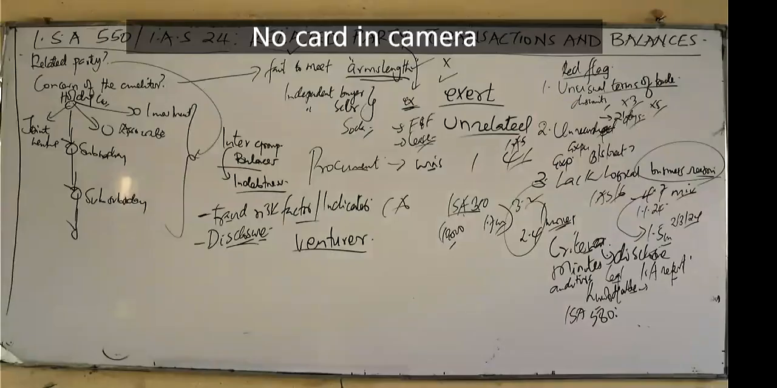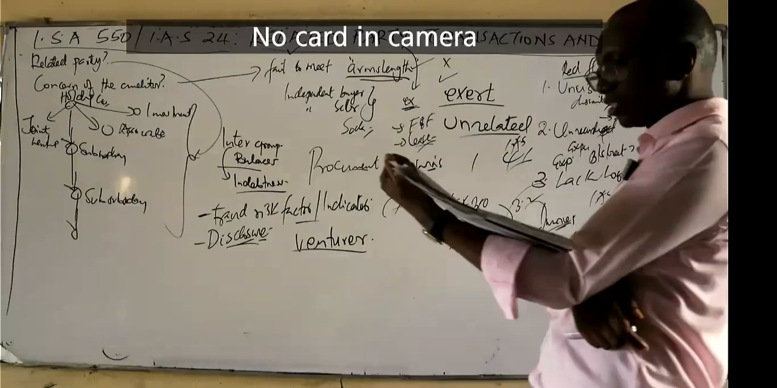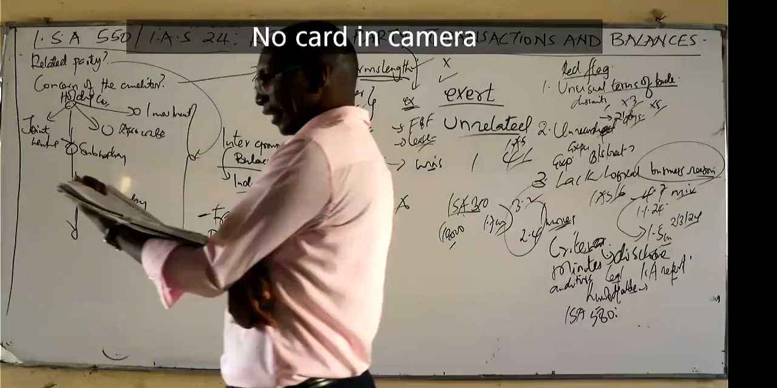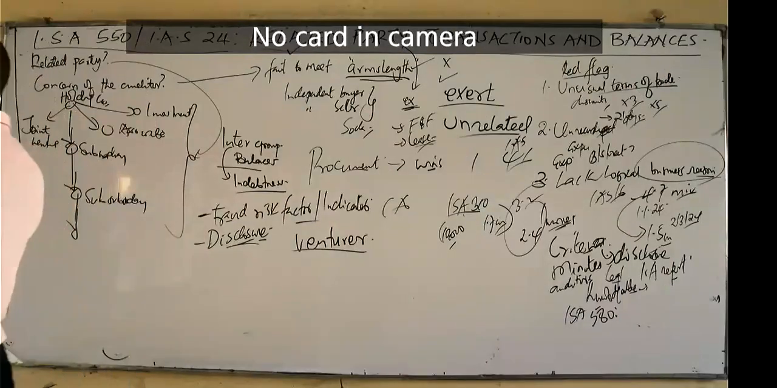Another paragraph. Examples of such transactions include, number 1, transactions with abnormal terms of trade.